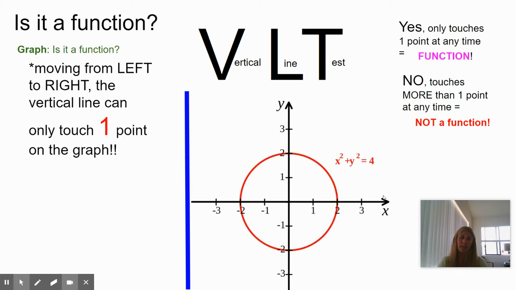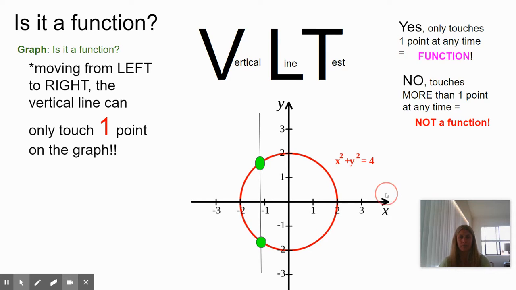Okay, here's our second example. We're going to run the vertical line test, which means to go from left to right. Is there any point where it touches that vertical line in more than one spot? And here's an example of where it does. As you can see, there's a spot up here where it's touching that vertical line, and there's also a spot on the bottom. Because it touches at 2 different spots, this one is not a function. It fails the vertical line test, so a circle is not a function.